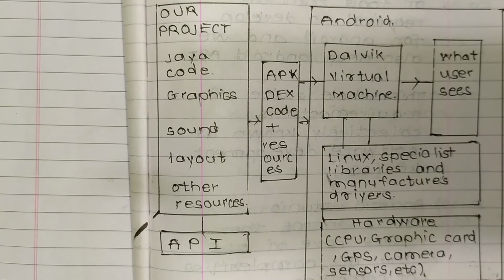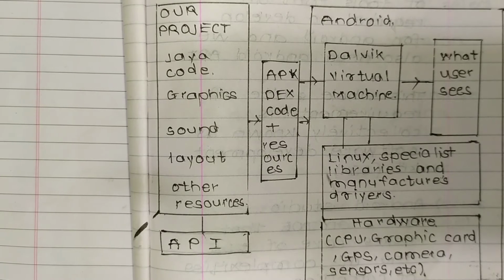Then in the Android section there is the Dalvik Virtual Machine, that is DVM. It basically converts into an Android-understandable form. So the Dalvik Virtual Machine does that. Then what the user sees.